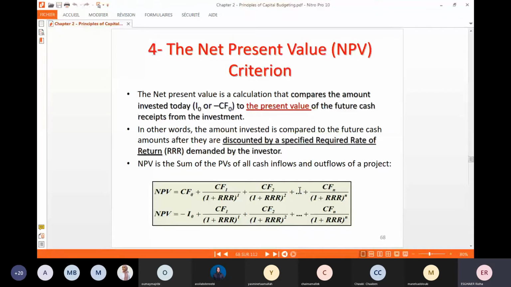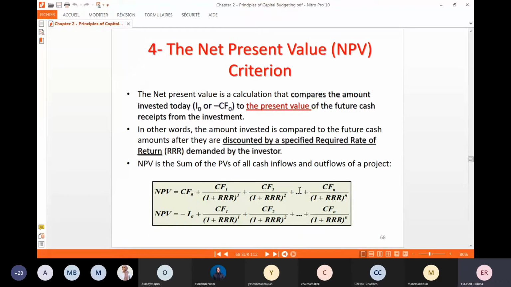This is the most important, the most used criterion in finance. It is the criterion we use most in finance, in capital budgeting, in valuation, in anything you read in finance. So you need to understand it. I repeat, the net present value is a very simple criterion.